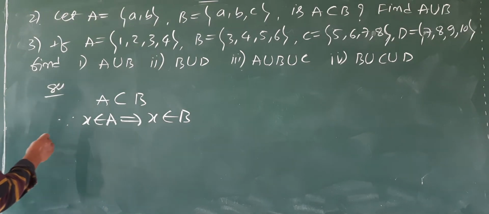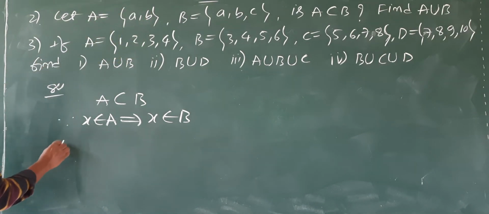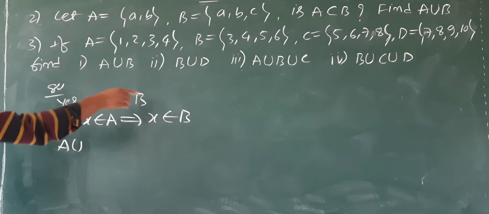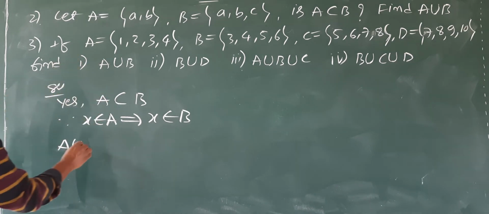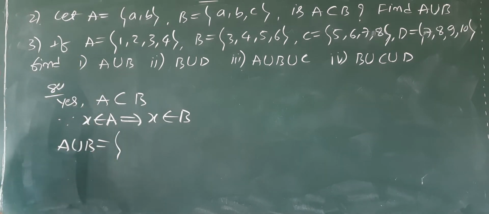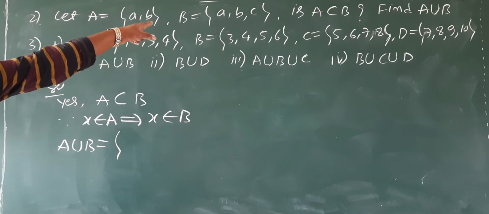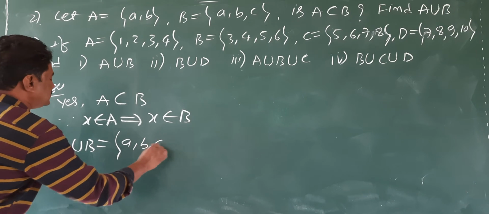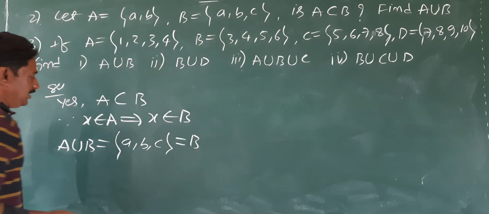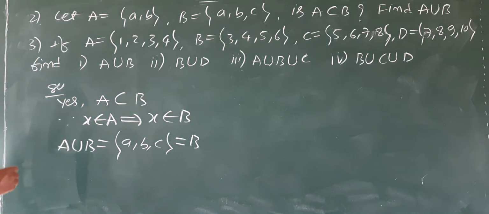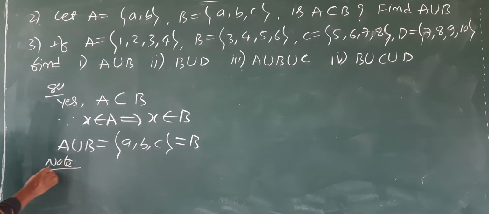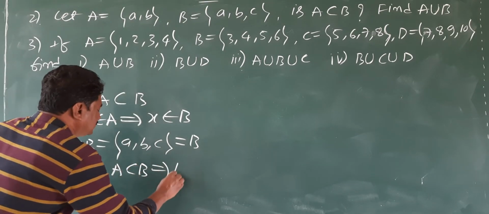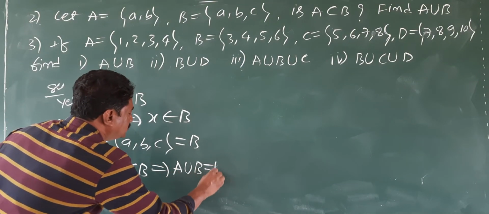Find A union B. We have one more question later. So what is A union B, students? A union B is nothing but B only. So it is very clear: if A is a subset of B, that implies A union B becomes B.